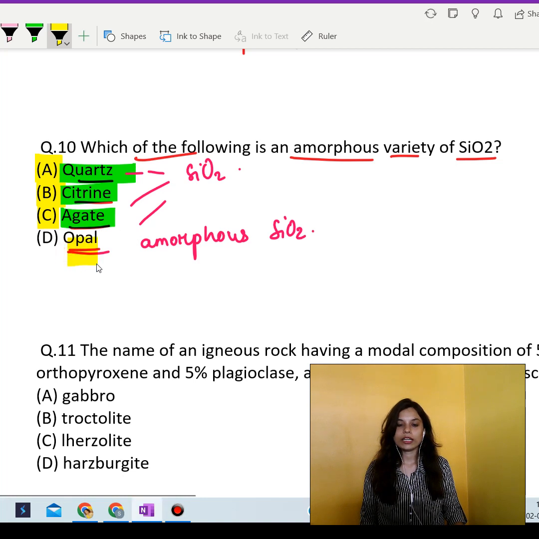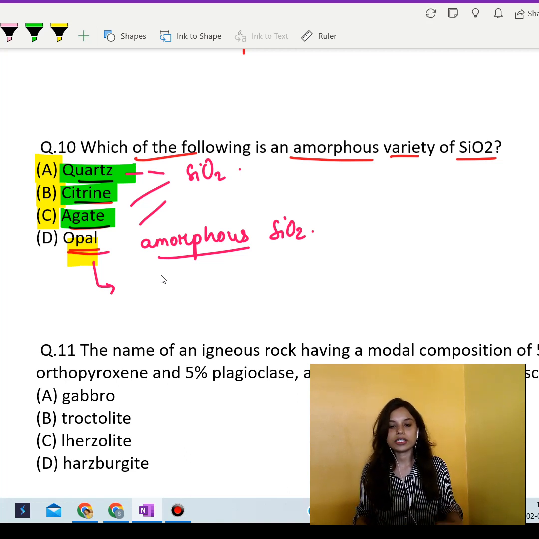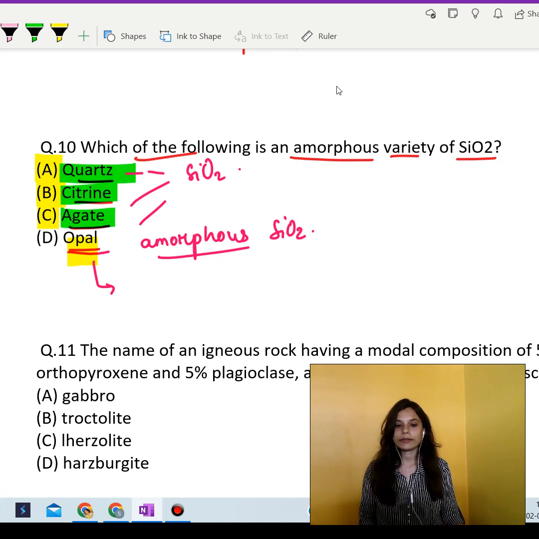Next is opal. Opal is not in its crystalline form, rather I have already written it down. It's an amorphous state, and it's lacking a definite crystalline structure, which is often described as glass-like with internal water content. Okay, so we are going to keep this video till here today.